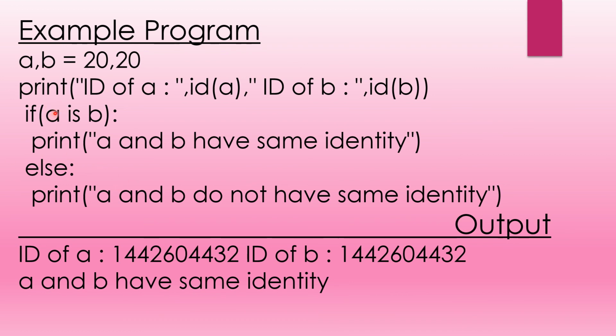If we had used is not, then the condition would be is not, so the first branch will not run and the second will, because these two are equal. As they are equal, this condition becomes false, and it will go through else and print a and b do not have the same identity. So let's move forward.